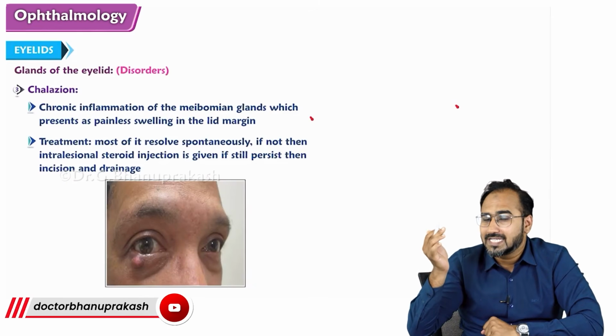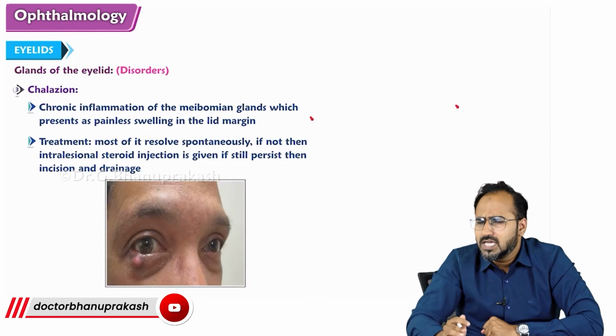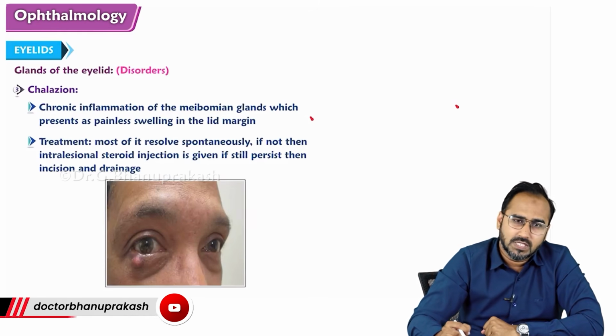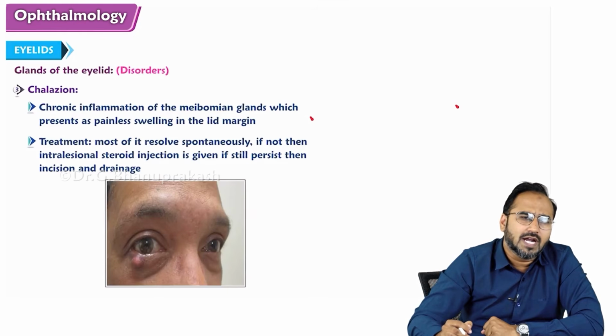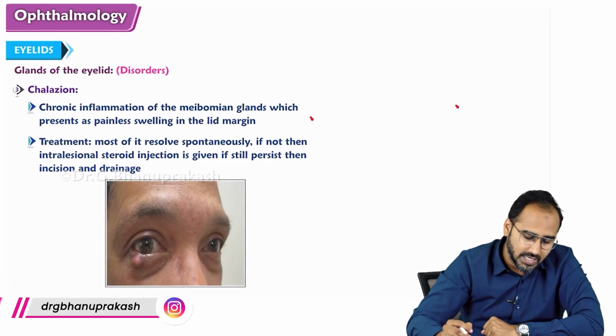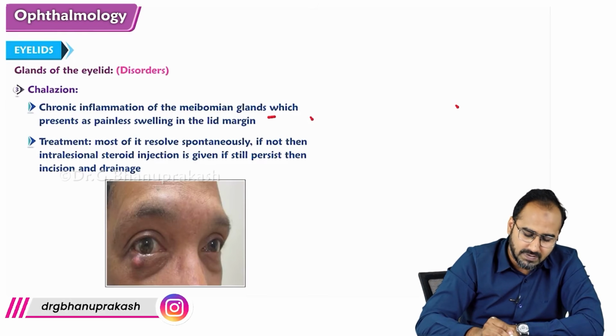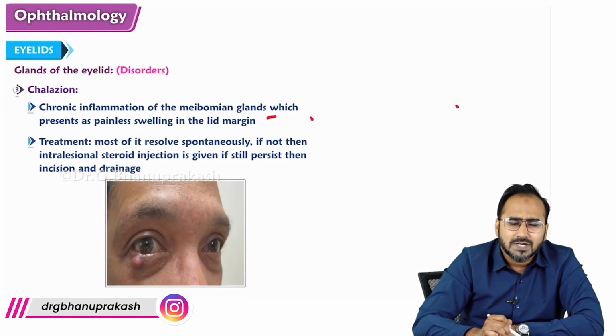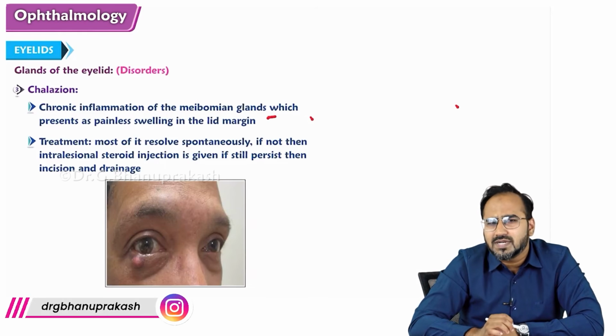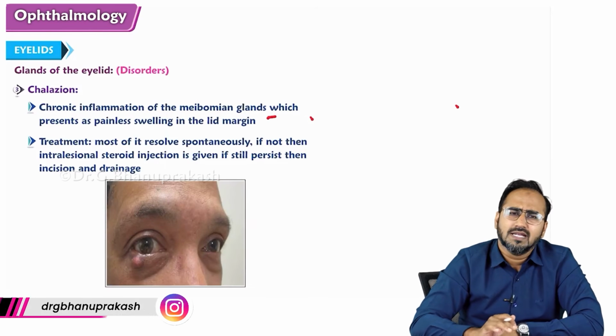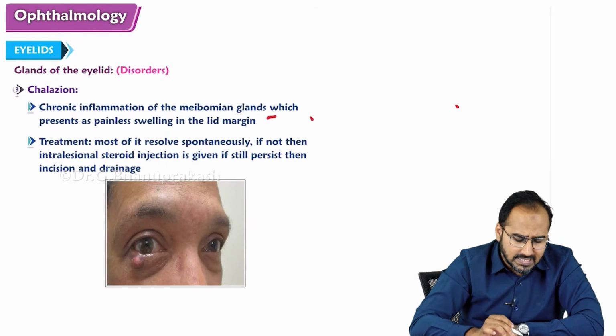Unlike the other, guys, internal hordeolum was what? Acute inflammation of the Meibomian gland where the patient is having painful swelling. Chalazion is what? Chronic inflammation of the Meibomian gland where the patient is having painless swelling of the lid margin. Painless swelling you will see on the lid margin. Treatment is what? You don't have to treat. Painless, don't treat. It will resolve spontaneously.